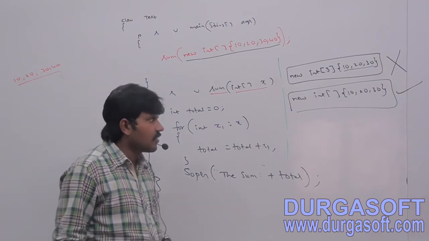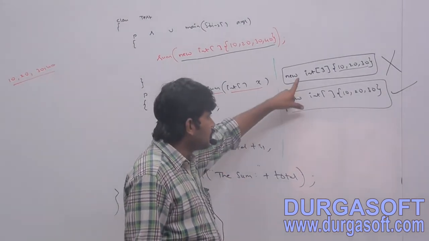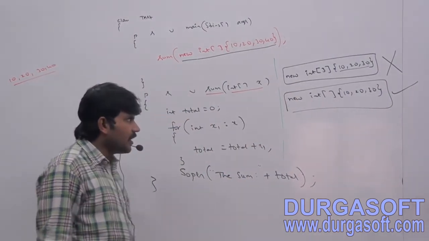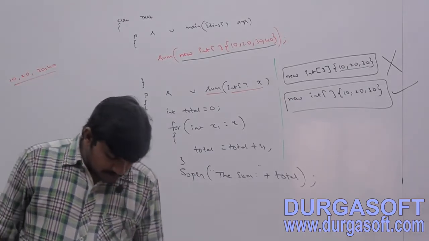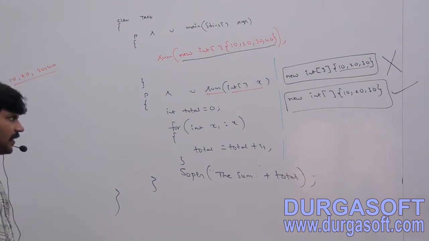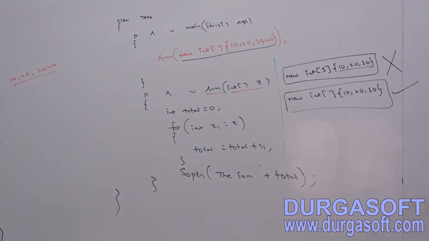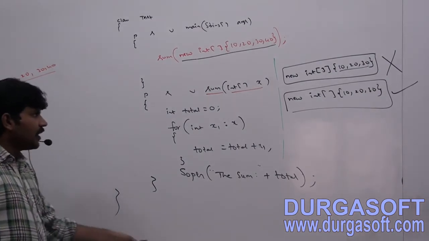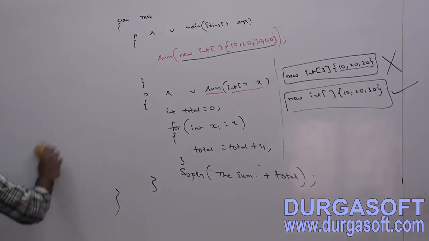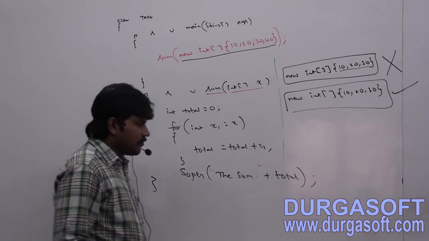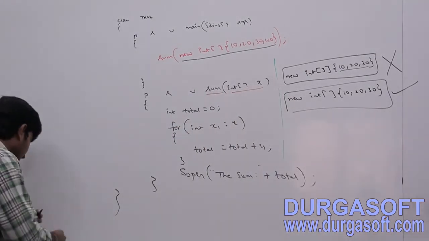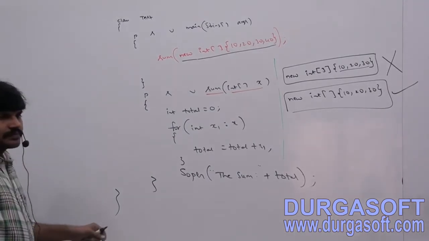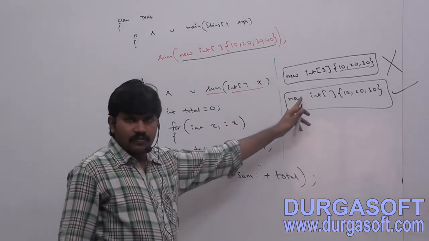Okay, take these two things. The first one is invalid, but the second one is valid. New int array of 3, 10, 20, 30 is invalid. New int array 10, 20, 30 itself is valid, right? Completed, I hope. Clear for all of you, right?